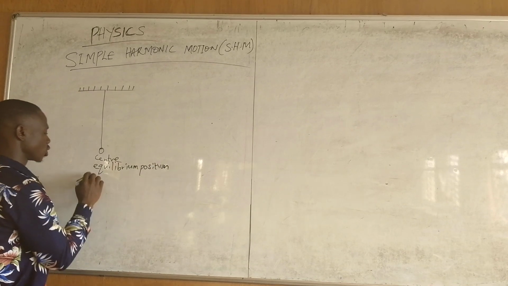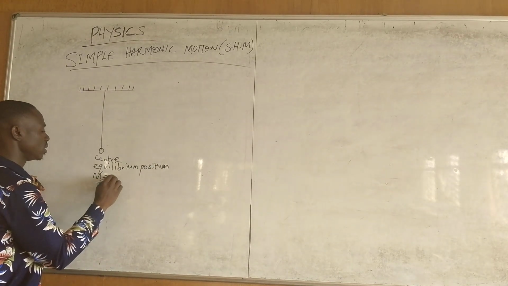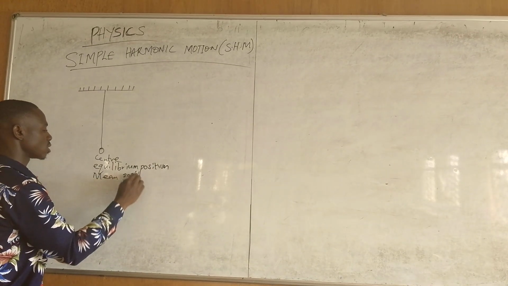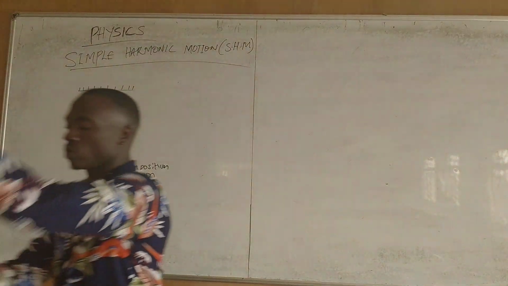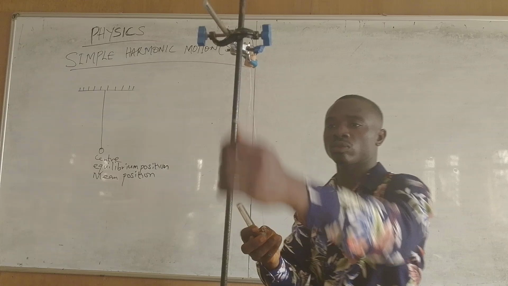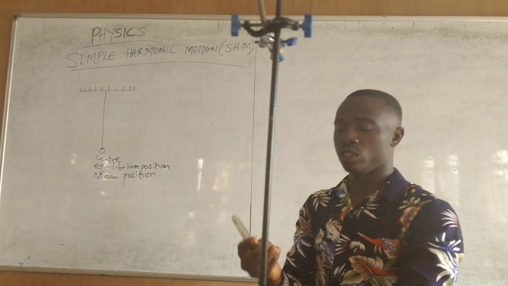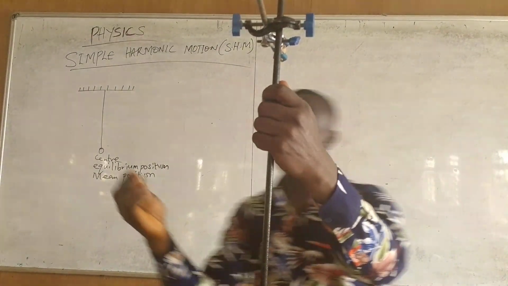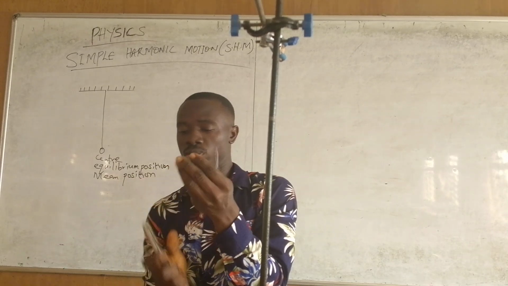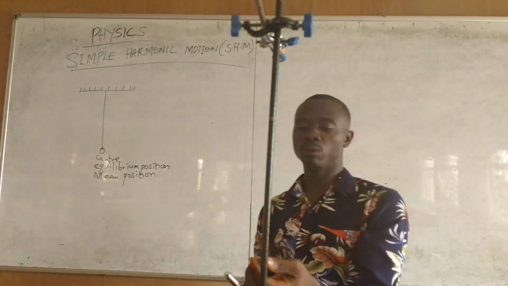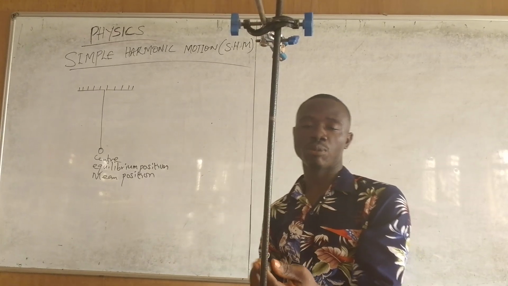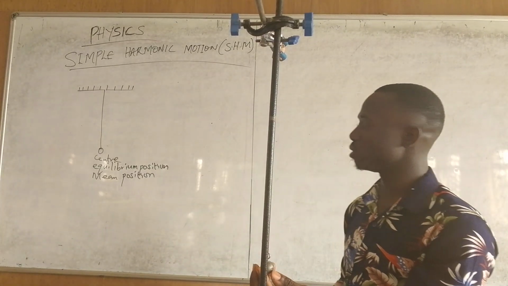Some also call it mean position. So it has three different names. You can see, this is the rotor stand, while this is the pendulum bulb. A swinging pendulum bulb is a very good example of a body undergoing simple harmonic motion.